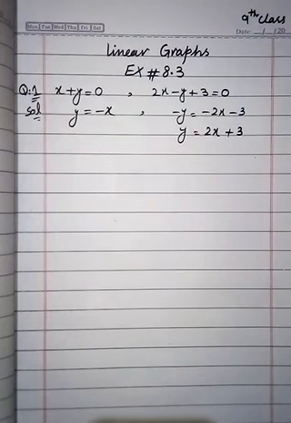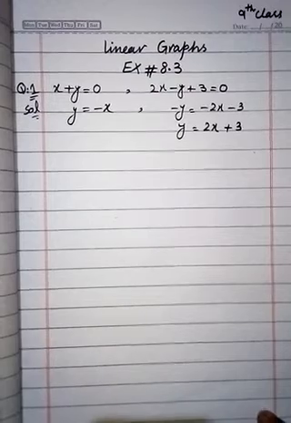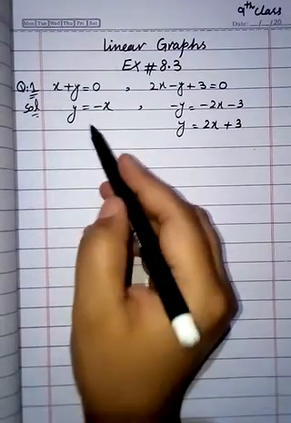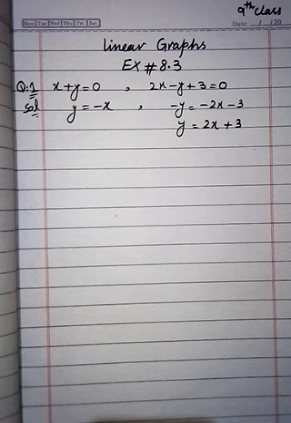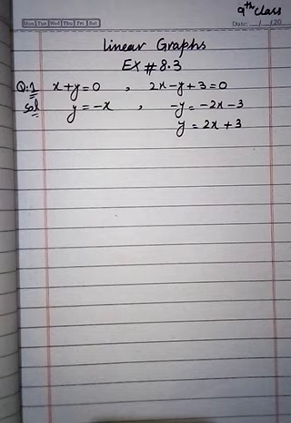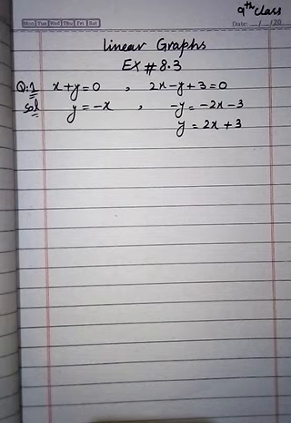Now you have to put the values of x turn by turn. First of all, for y equals to minus x, put the value of x equals to 0, 1, 2 or minus 1 or minus 2. It is better that you put two values positive, two values negative, and one value is 0. Now, this is a long question, so you have to put at least 5 values.